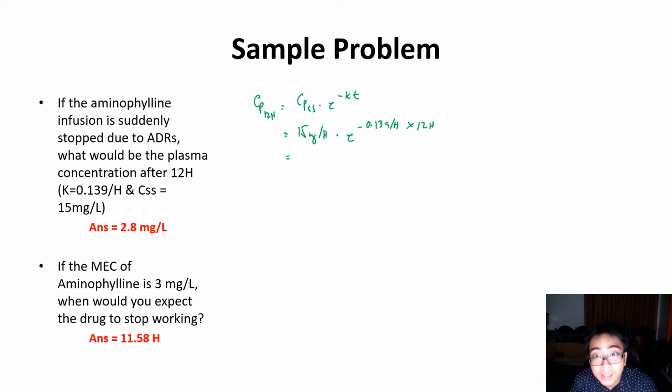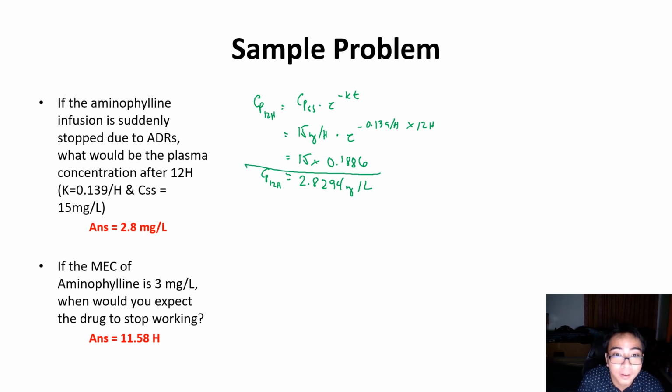Okay, so e to the negative 0.139 times 12 hours. That'll be 15 times 0.1886. Times 15, you get 2.8294 milligrams per liter. And this will be the resulting plasma concentration after 12 hours. Alright, that's the resulting plasma concentration after 12 hours.